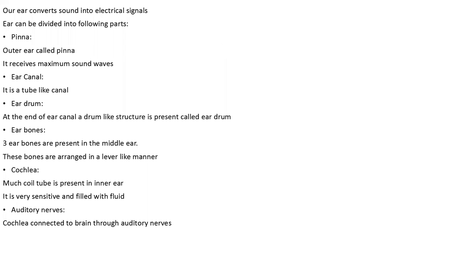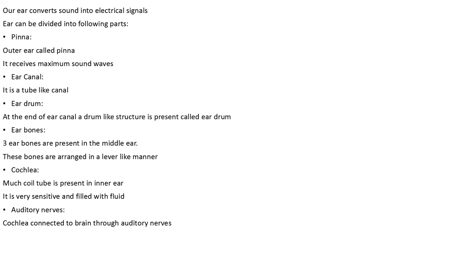These bones are arranged in a lever-like manner. What do we mean by lever-like? They are attached at one point and are movable. One bone is attached to the second, the second to the third, and then it is connected with a coiled tube-like structure called the cochlea. The cochlea is present in the inner ear.